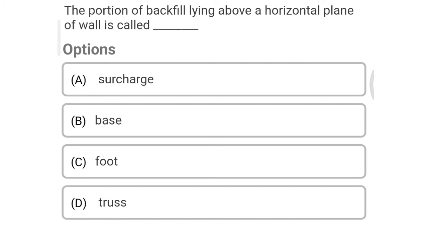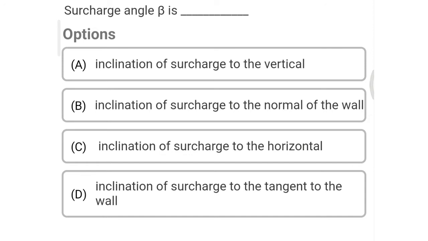So next question, the portion of backfill lying above the horizontal plane of the wall is called option A surcharge, option B base, option C foot, option D truss. So the correct answer is option A surcharge. So next question, surcharge angle beta is option A inclination of surcharge to the vertical, option B inclination of surcharge to the normal of the wall, option C inclination of surcharge to the horizontal, option D inclination of surcharge to the tangent to the wall. So the correct answer is option C inclination of surcharge to the horizontal.